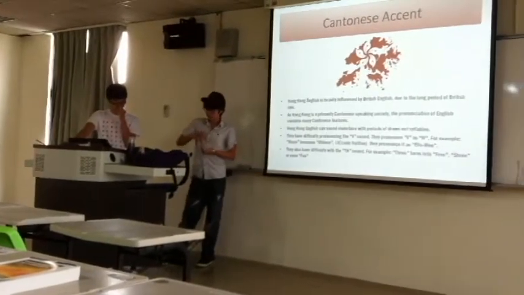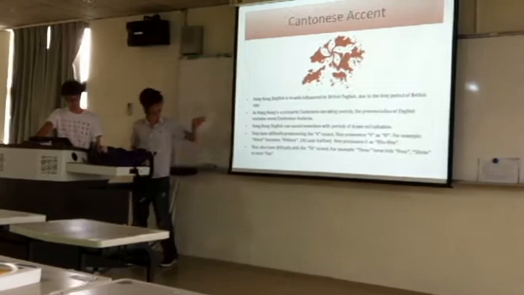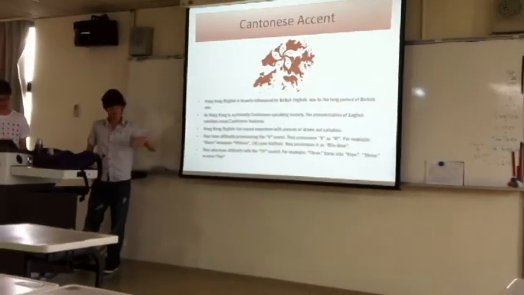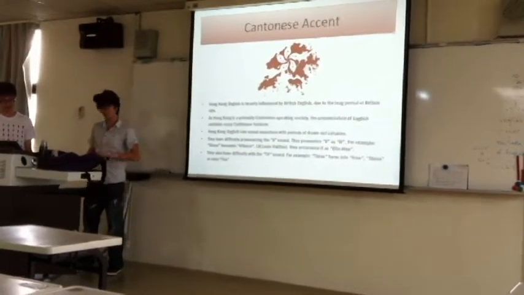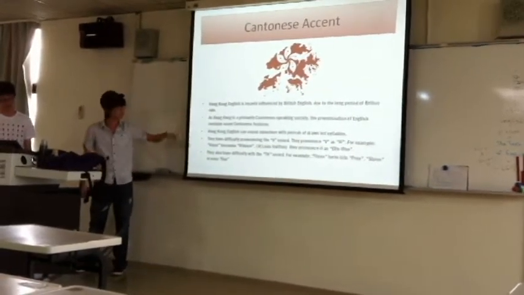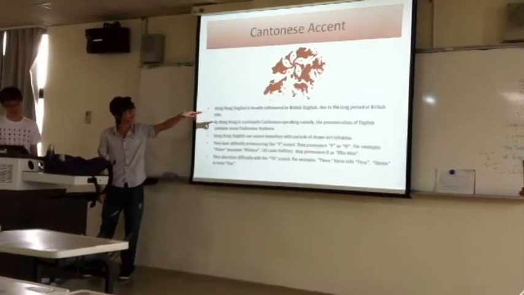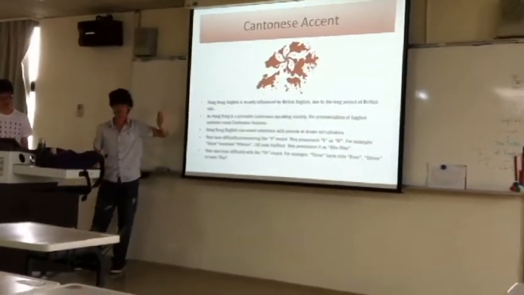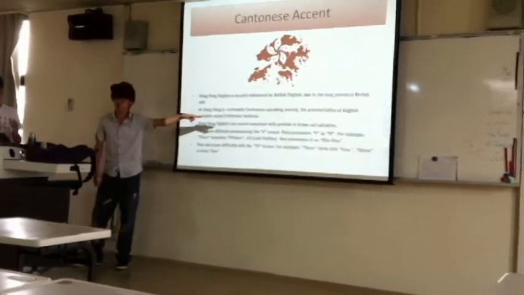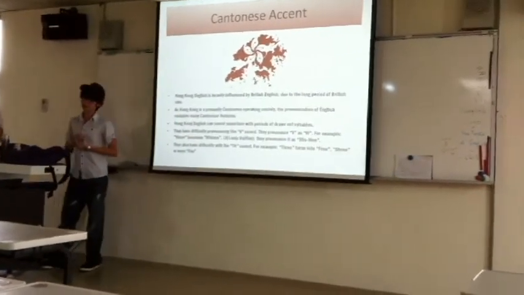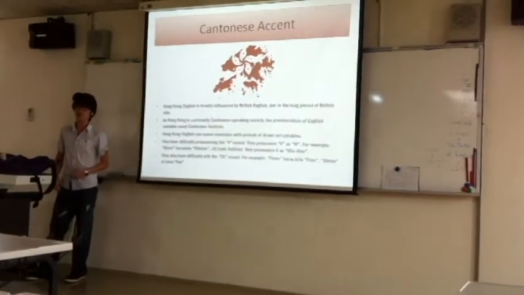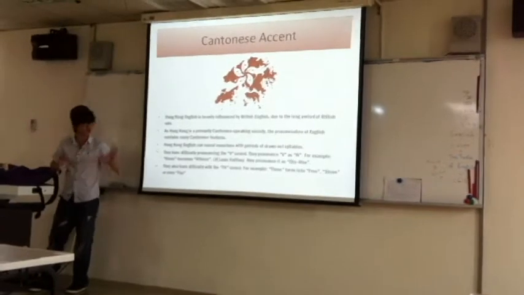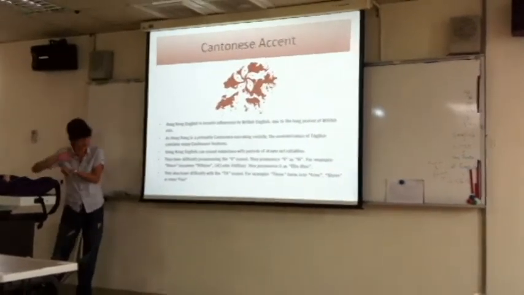Next, Hong Kong English can sound monotone, as you can see, with periods of drawn-out syllables. What do I mean by monotone? I'm going to read this first line over here. Hong Kong sounds like this: Hong Kong English is heavily influenced by British English due to the long period of British rule. They sound all monotone. But when I say drawn-out syllables, it's like when someone goes, "hey, where do you want to go? I want to go to the..." and suddenly they draw out the syllables all of a sudden.